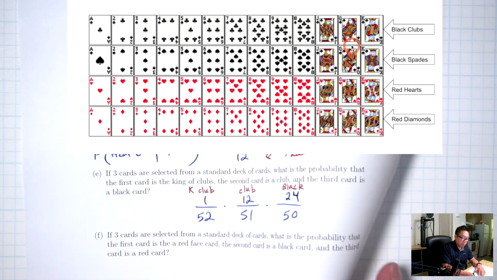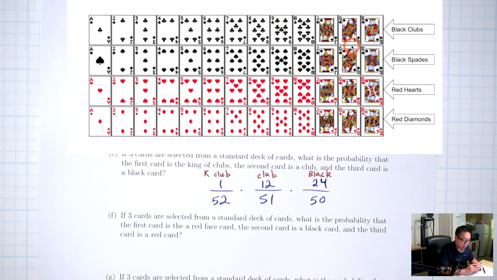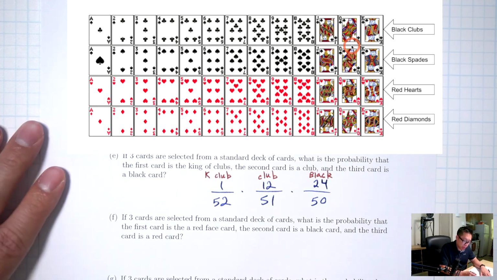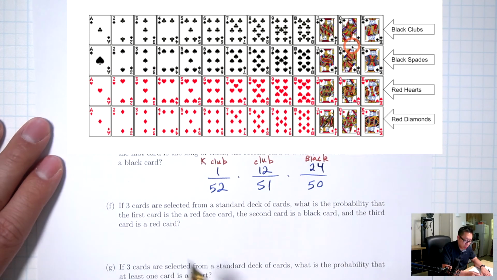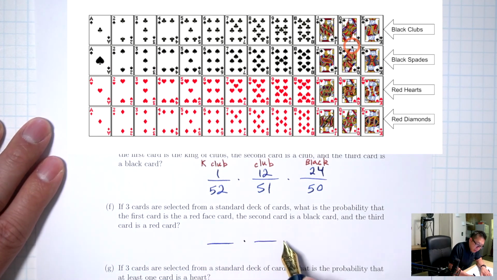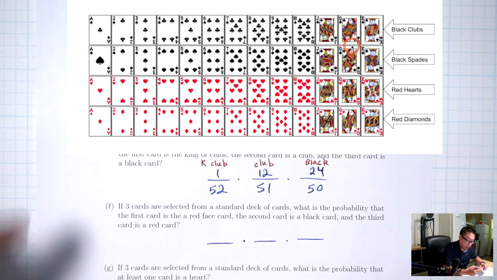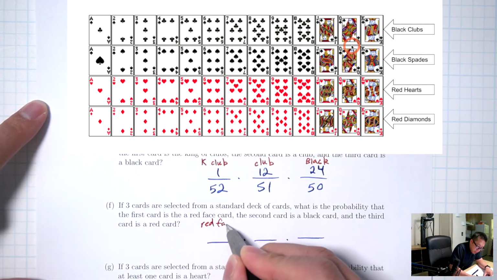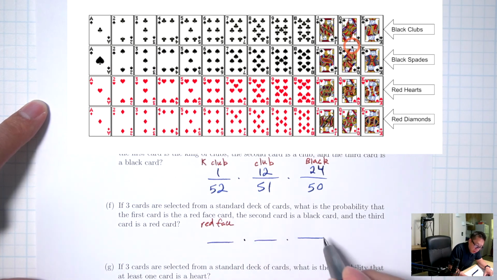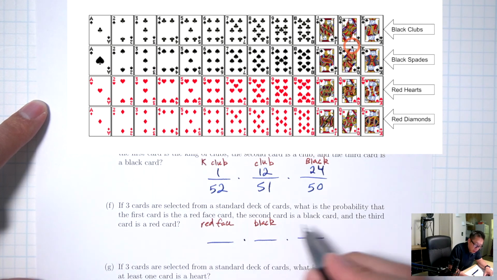Part F. If 3 cards are selected from a standard deck of cards, what's the probability that the first card is a red face card, second card is a black card, third card is a red card? Okay, 3 cards. First one, I want to be red face card, so red face. Second card, black. And third card, red card.